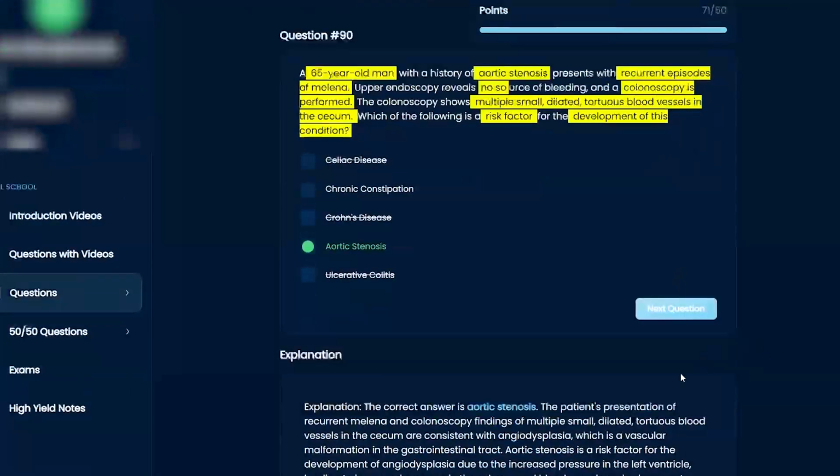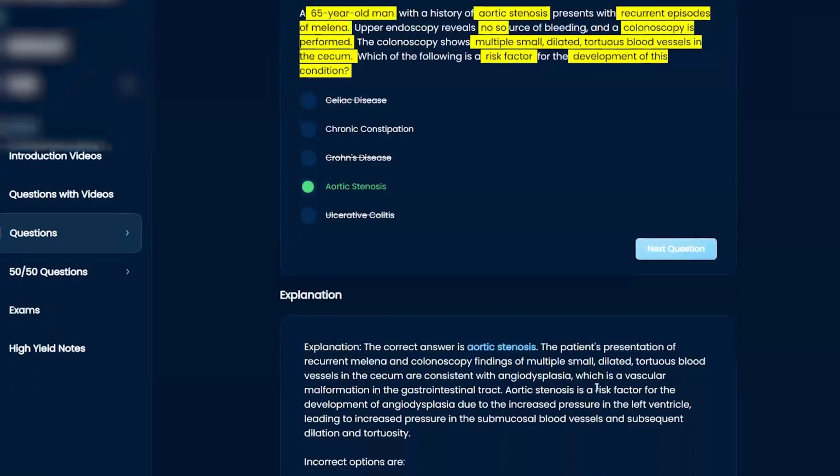Okay, good. So, angiodysplasia, vascular malformations of the GI tract. It's kind of like you said, right? Increased pressure of the left ventricle, right? Increased pressure of submucosal blood vessels and subsequent dilation toward tortuosity, right? So, did I remember this as a risk factor?